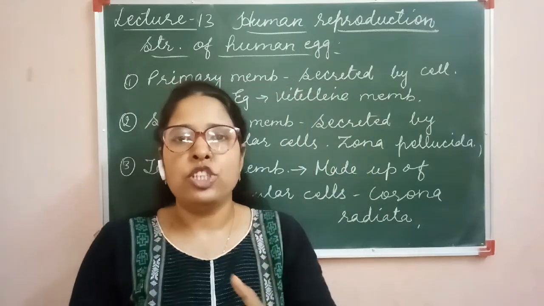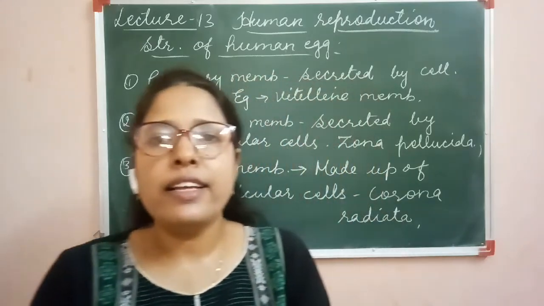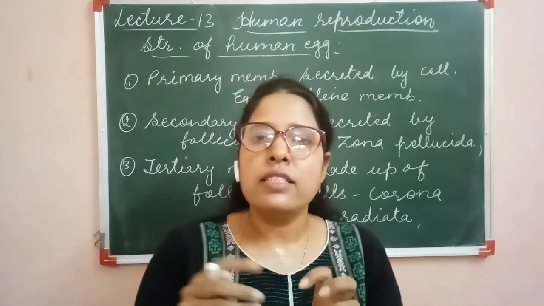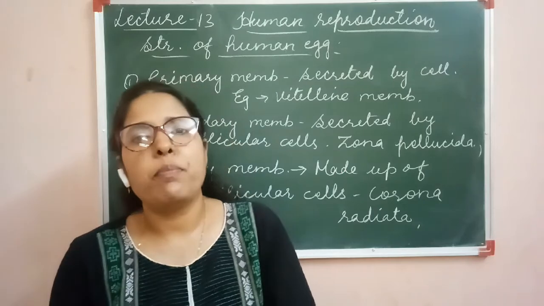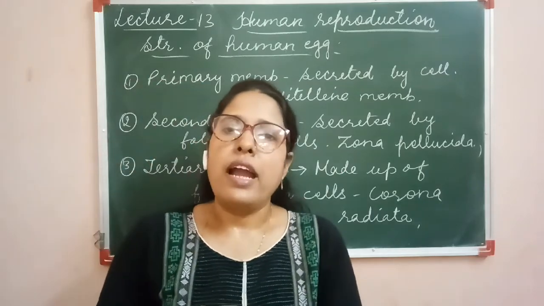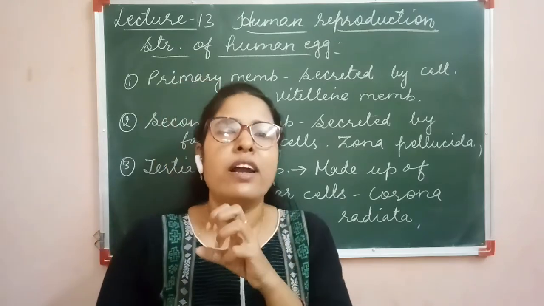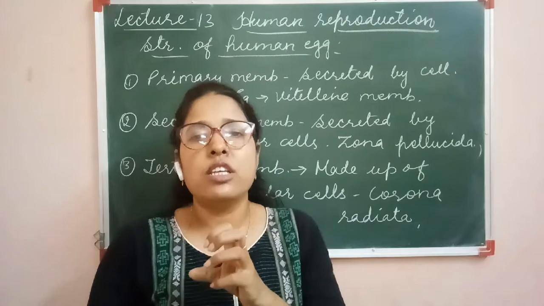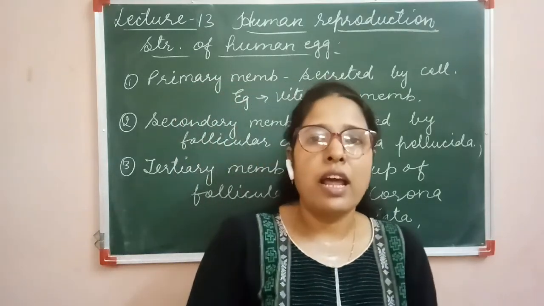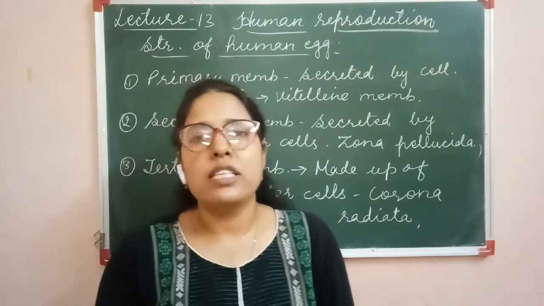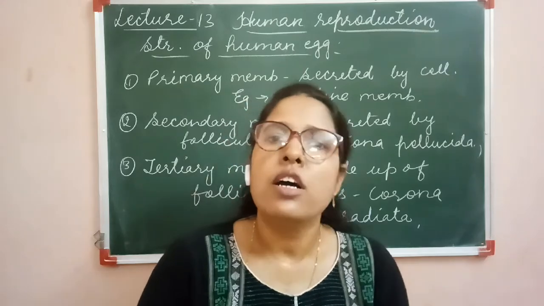And after the hatching of the egg, the young one comes out of the egg. That's why it is a megalecithal type of egg. In this type of egg, the special chromosomes called lampbrush chromosomes are present for increasing the yolk content. And in human beings, the egg is microlecithal because it does not require much nutritive substance. Why? Because the complete embryonal development of the human embryo takes place inside the female body. Through the placenta, it obtains nutrition from the mother's body.